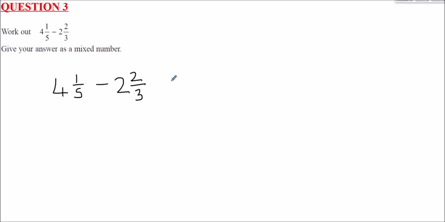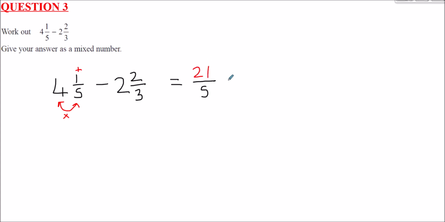So what we do first of all is we need to change 4 1/5 into just so many fifths. So fifths here, so the denominator we still keep as 5. So how do you work out what the numerator is going to be? Well, what we do is we multiply the 4 by the 5 and then add on the extra 1. So 4 times 5 is 20, plus this extra 1 gives us 21.